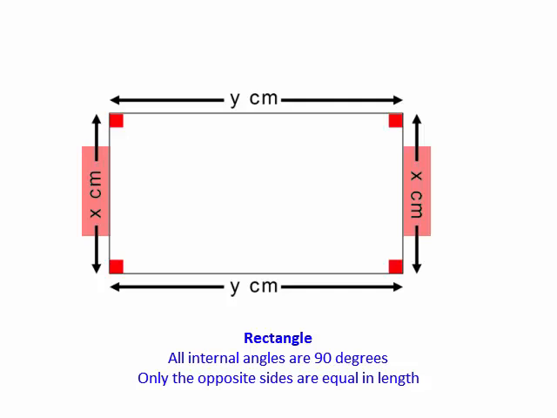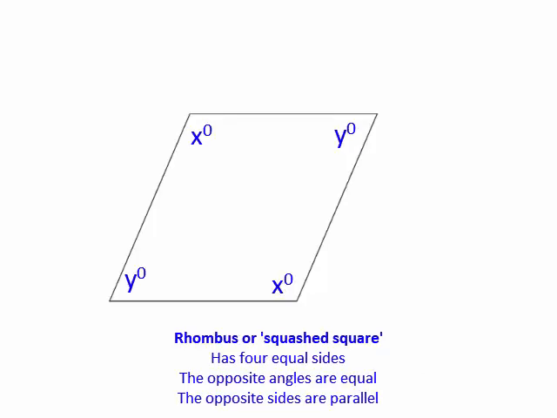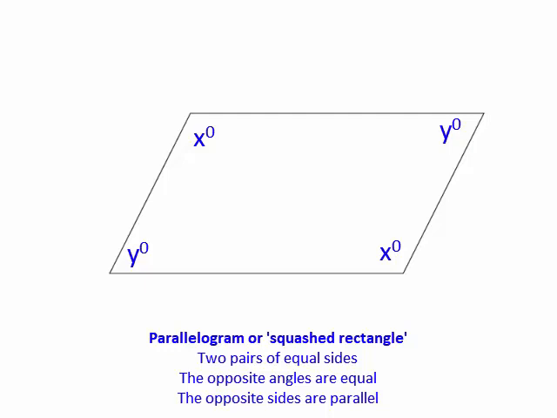This symbol indicates all the sides that are equal to this length, and this symbol indicates all the sides equal to this length. So a rectangle has two pairs of equal sides and four right angles. This shape is a rhombus, or sometimes known as a squashed square. And the properties of a rhombus are: it has four equal sides, the opposite angles are equal, and the opposite sides are parallel. This shape is a parallelogram, or a squashed rectangle.